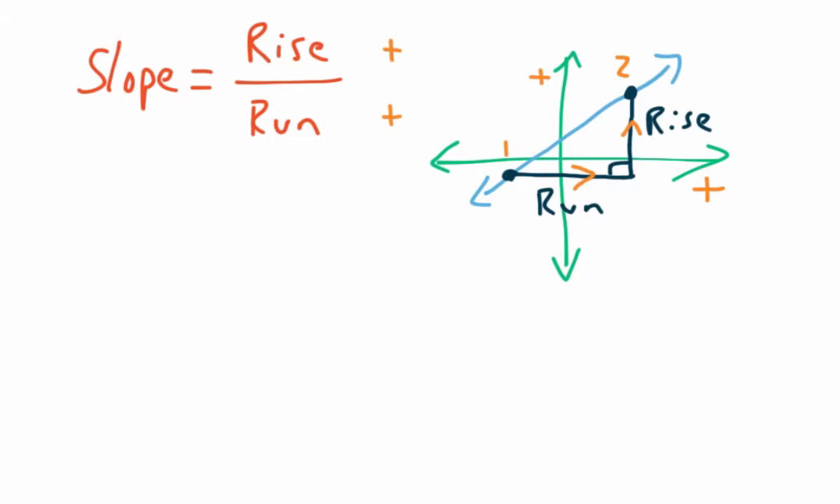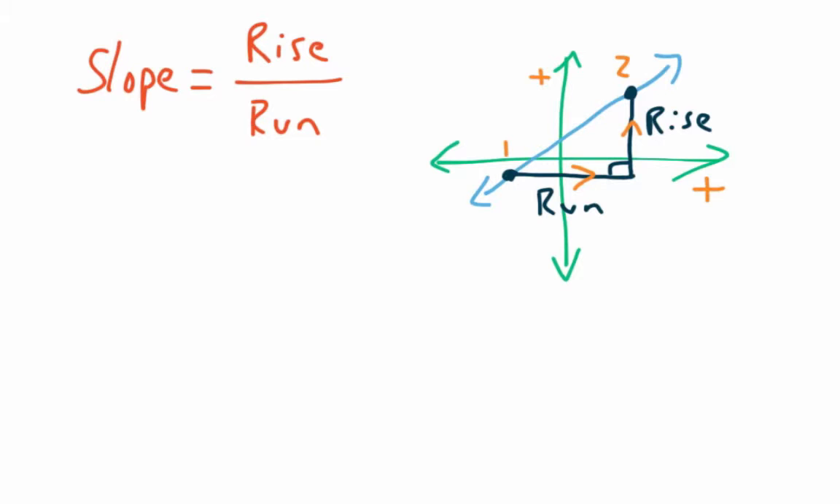You could build the argument, well, what if you go in the other direction? What if you went from point 2 to point 1? Well, if you're going from point 2 to point 1, you agree you'd be going down for rise, which would give you a negative. And then you're going to the left for run, which would give you a negative. A negative divided by a negative is positive. So it doesn't really matter what order you do the points in. If it's going up and to the right, it's going to be a positive slope.